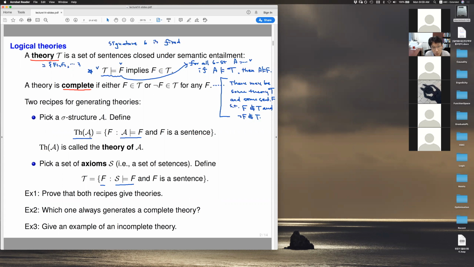The second question is, actually one of the recipes always gives rise to a complete theory. So pick the one which gives rise to a complete theory and come up with an argument why that is the case. The third, try to come up with an example of an incomplete theory. Okay. So I'll give you 5 minutes to solve these 3 questions.